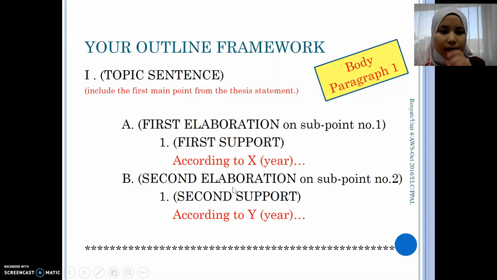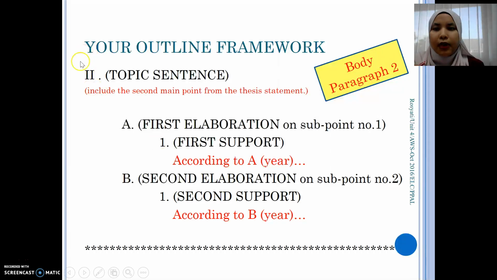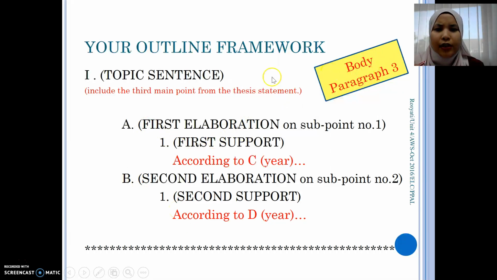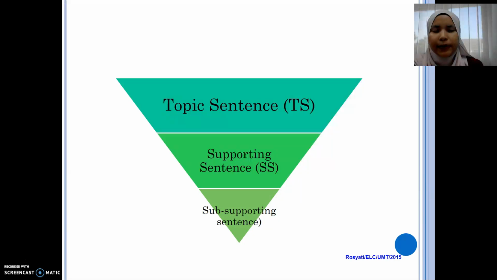The same goes for the second elaboration. It is based on your second subpoint, the second sub-branch, and then provided with a second support, according to whom, which year. The same goes for body 2. I changed the Roman numeral to Roman numeral 2 because this symbolizes the second body paragraph, and it includes the second main point from the thesis statement. The same process applies to body paragraph 3. Sorry, there is an error here; it should be Roman numeral 3. Include the third main point from the thesis statement. So basically, this is the outline framework for your body paragraphs. One body paragraph will have these three things: a topic sentence, elaborations, and supports for the elaborations.